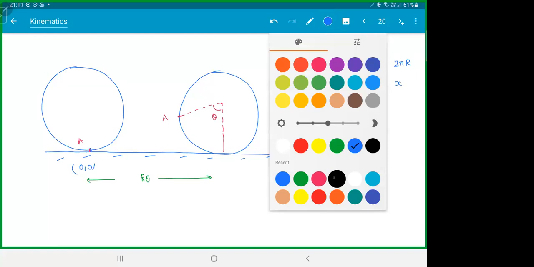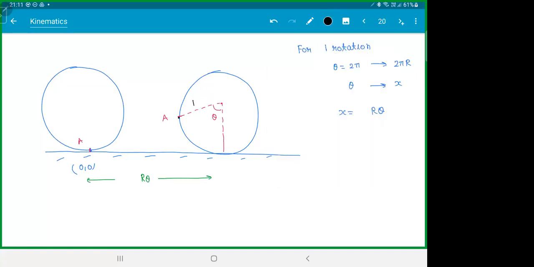So from here, we can find the coordinates. This is r. This would be r cos theta. And this would be r sin theta. So the x coordinate of A will be r theta minus r sin theta. The y coordinate of A will be r minus r cos theta. Basically, this height is your y coordinate. Please say how I got the coordinates.